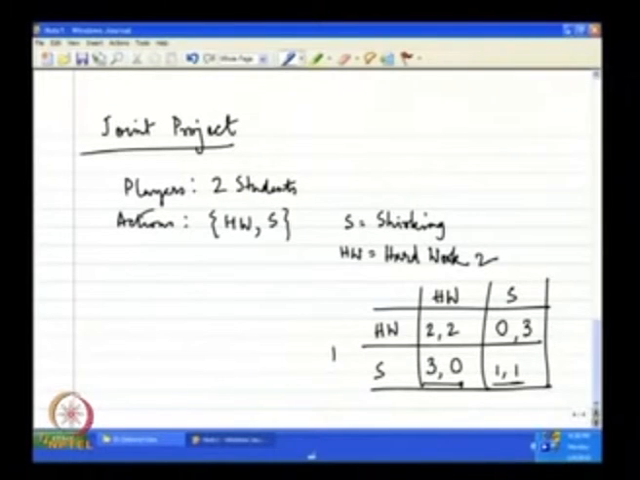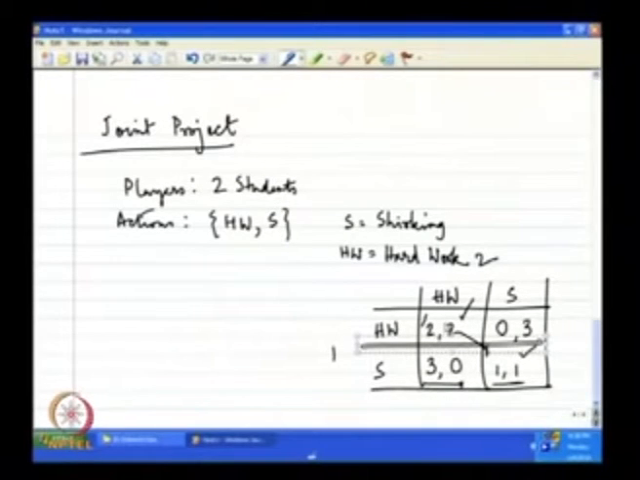So, you can see this situation is like the prisoner's dilemma, where HW is compared to the case where prisoners are not confessing, and SS is the case where they are confessing. Not confessing is better than confessing. Though this is better than the other, both of them confessing, from the situation of HW where both of them are getting 2 and 2, each of them has a tendency to free ride. They will like to now shirk, so that the other guy works the entire thing and this fellow just enjoys his time. So, this is another case of prisoner's dilemma.